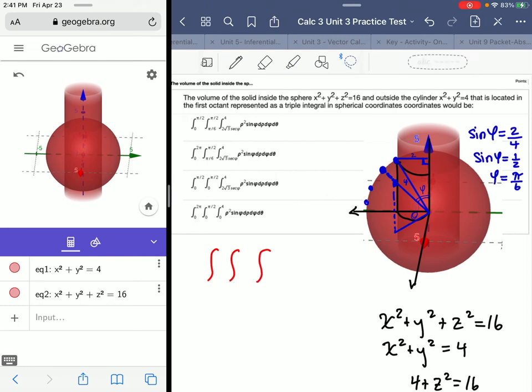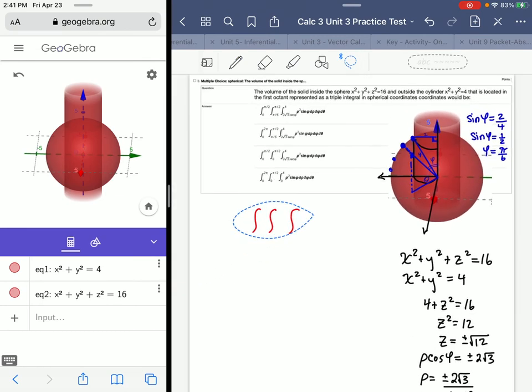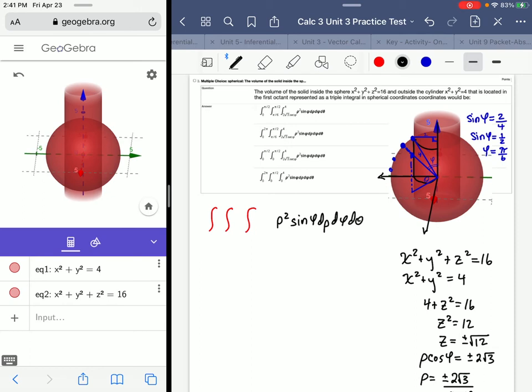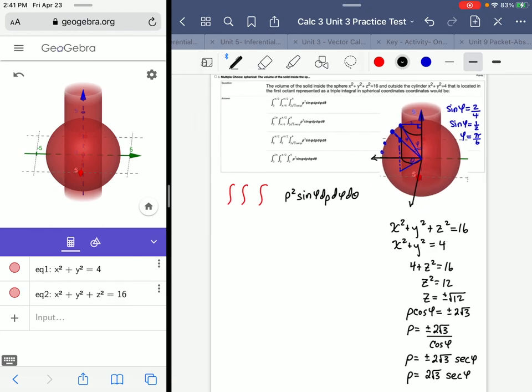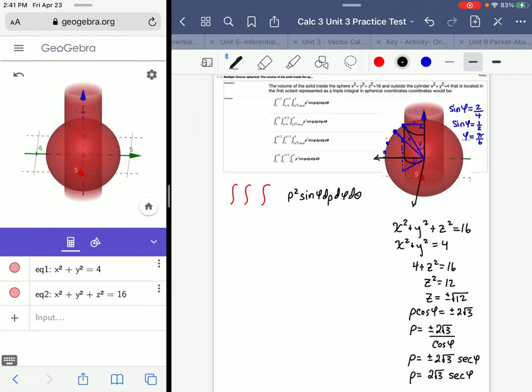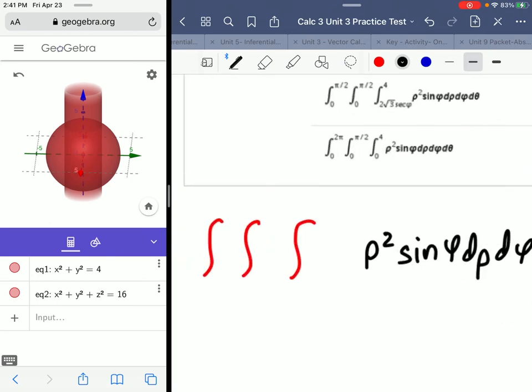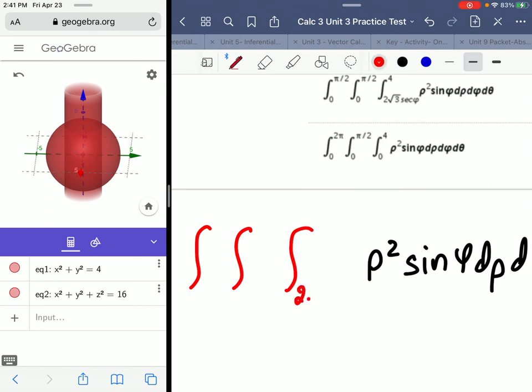So that tells me, with our ordinary bounds, variables of integration, order of integration of rho squared sine phi d rho d phi d theta, that the rho values would go from 2 radical 3 times the secant of phi on up to 4.